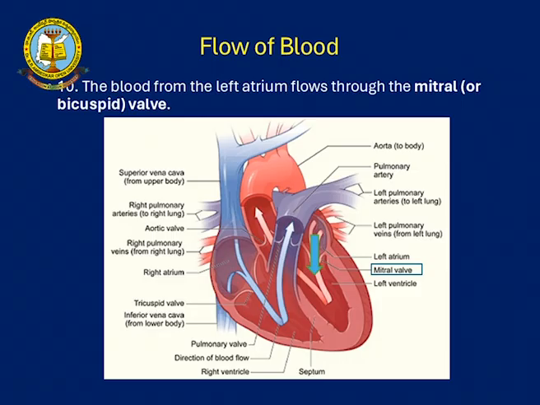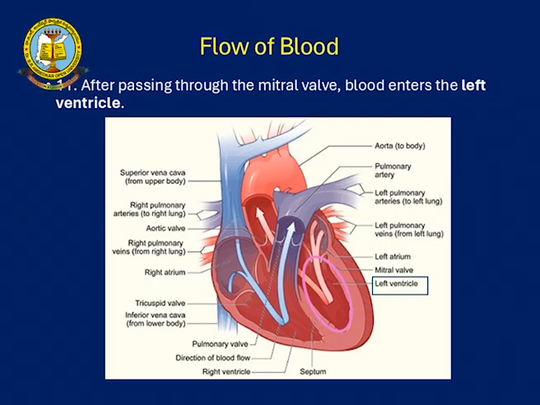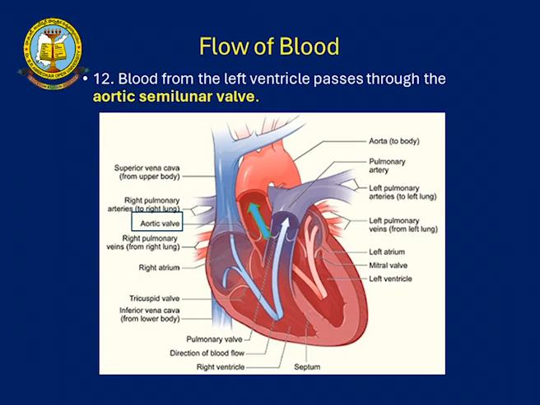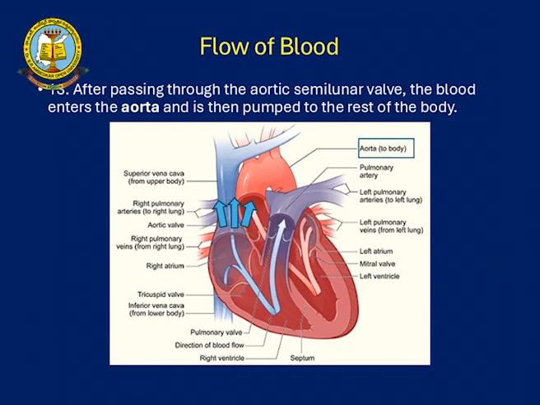So, here we can see the blood from the left atrium flows through the mitral valve, or bicuspid valve, into the left ventricle. After passing through the left ventricle, the blood passes through the aortic semilunar valve. Here we can see another valve, which is called the aortic semilunar valve, and after passing through it, the blood enters the aorta, and then it is pumped to the rest of the body.